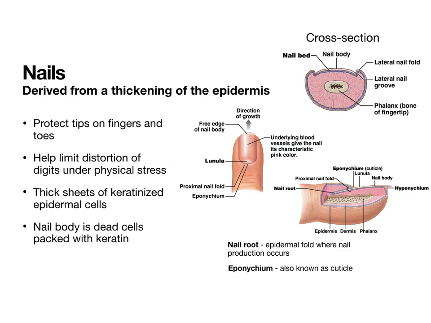Moving on to our nails, they're derived from a thickening of the epidermis. Their main function is protection of the tips of the fingers and the toes. They also help limit the distortion of our digits, which come under physical stress quite frequently, picking up objects, holding things. Our nails are made up of thick sheets of keratinized epidermal cells, and remember, keratinized are dead cells, and our nail body is, once again, dead cells packed with keratin.